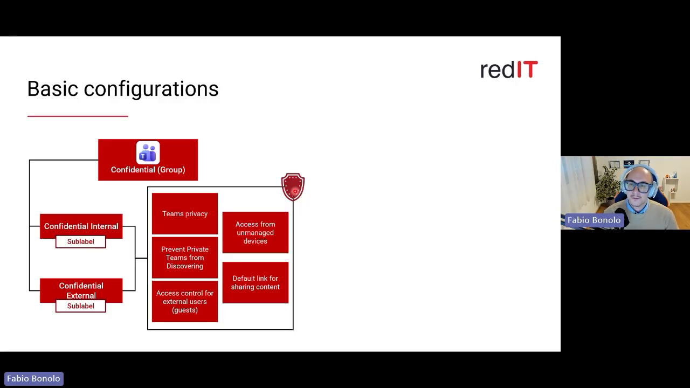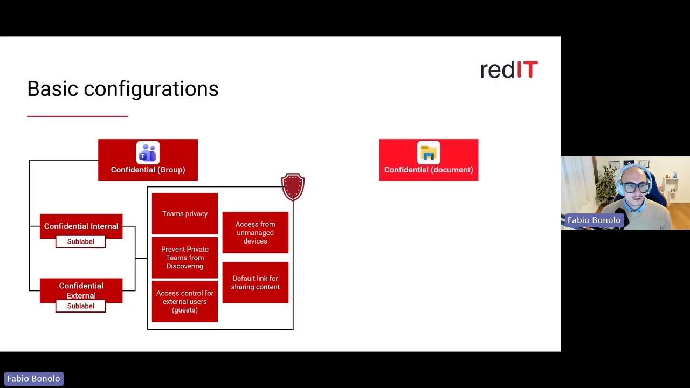And as well, we know that we have the default link for sharing content in SharePoint. This is also a standard configuration within the SharePoint Admin Center, but with sensitivity labels, I have the possibility of more options to choose from which default link should be applied when a document is shared from a certain group that has the sensitivity label applied.